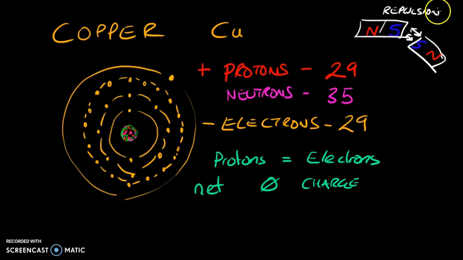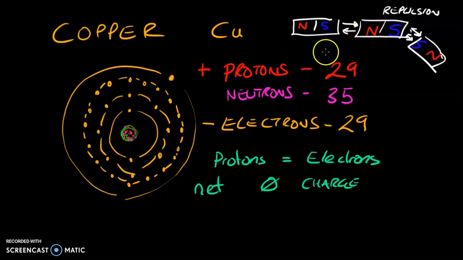Now, if it was the opposite, if we had a north and a south facing each other, we would get attraction. So if I draw another magnet here, and we put our north pole there, and a south pole there, between those two magnets we're going to get a force of attraction. That one is going to be attracted that way, that one is going to be attracted that way, and the two magnets are going to be drawn together.